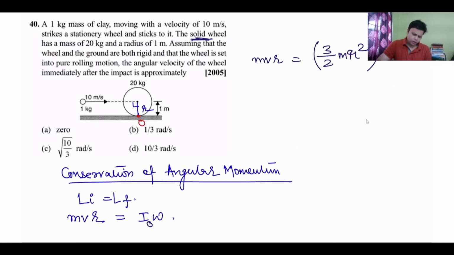Into omega. Can I write omega as v by r? Velocity of the center of mass by r? No, because this v is not the same, and I am required to find the angular velocity only. So I'll keep it as omega. Okay, let me substitute the values.